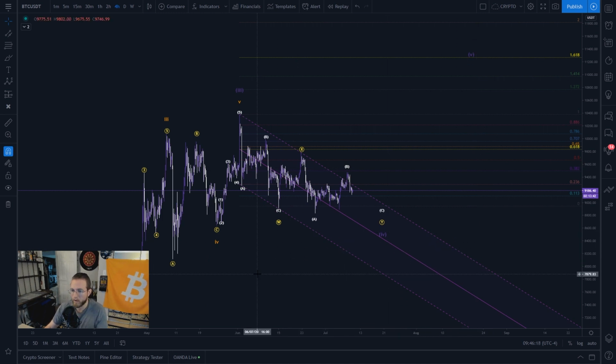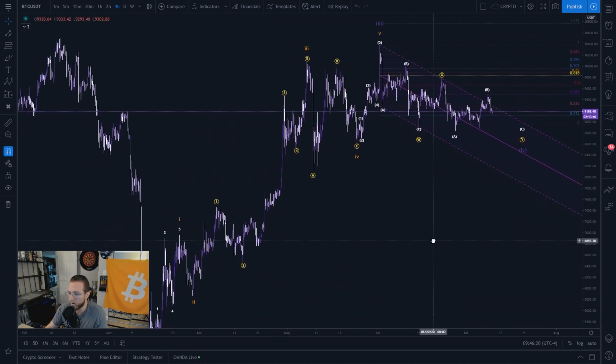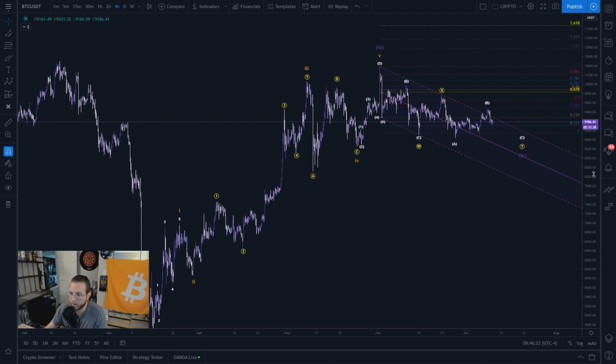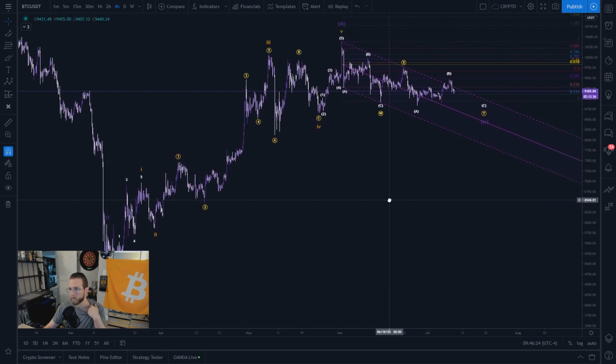So, I mean, that's pretty much it. This is a pretty cut and dry count. I know that this isn't a very popular count, especially when it comes to Twitter. This count gets a lot of hate, mostly because of this first structure in here, and I totally understand that.